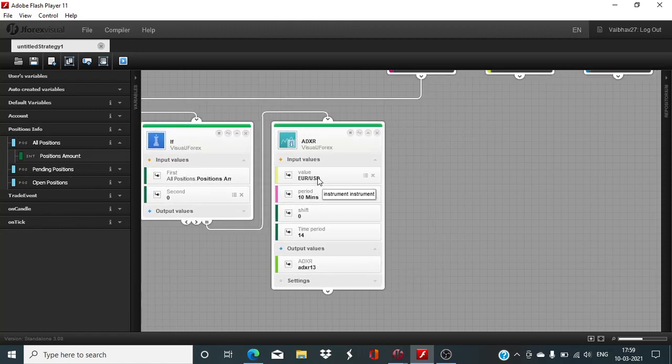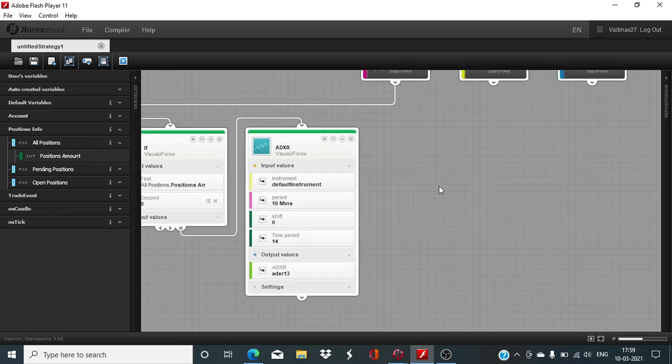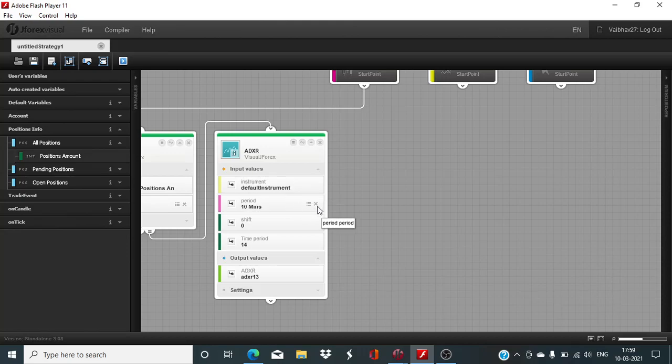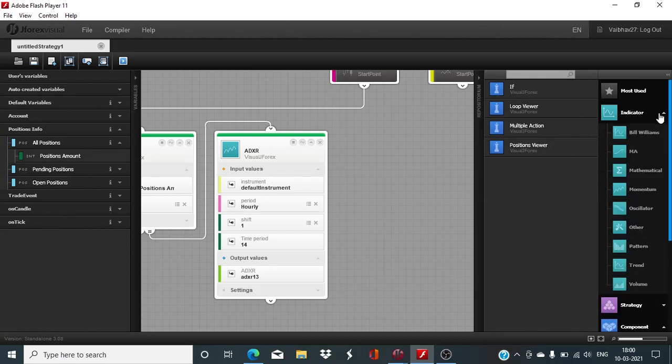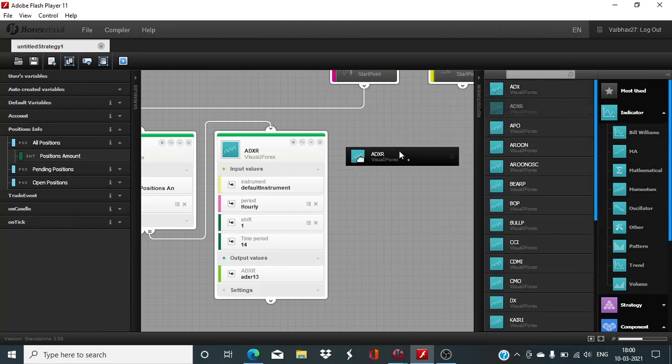Okay, then comes the ADXR on which we are going to base our logic. So this needs to be changed to hourly time frame. Look back period will be 1, and then I will have to take another block of ADXR. Here it is.